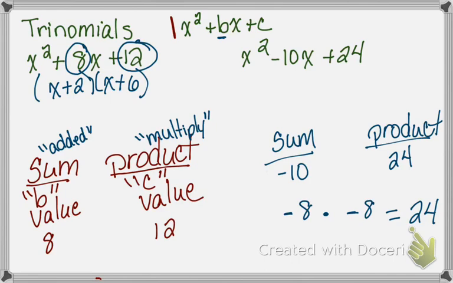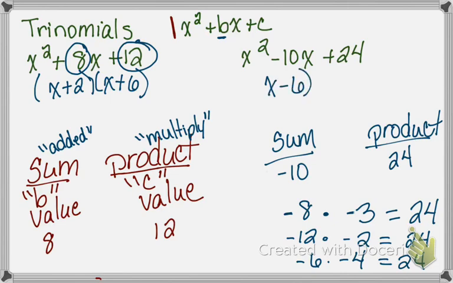Okay, negative 8 times negative 3. Does that give me positive 24? Yes, it does, but if I add those two together, does it give me negative 10? No. I could have negative 12 times negative 2. Does that give me positive 24? It does. Add them together. Do I get negative 10? Any ideas? You got it. Negative 6 and negative 4. Okay, so my answer here is x minus 6, x minus 4.